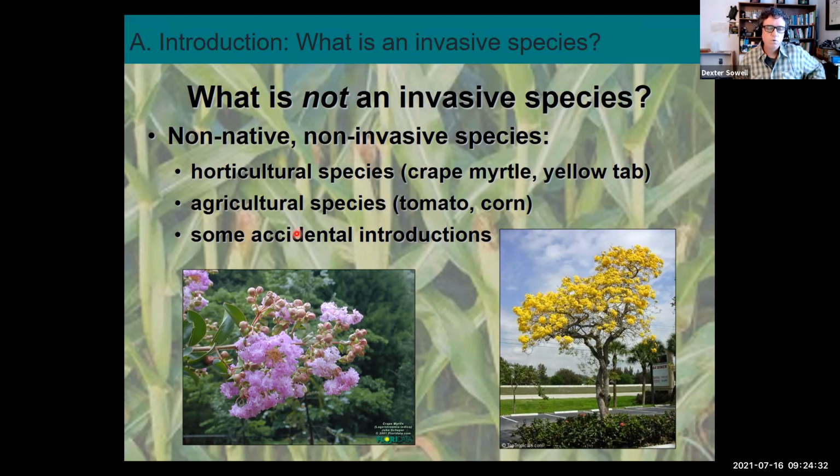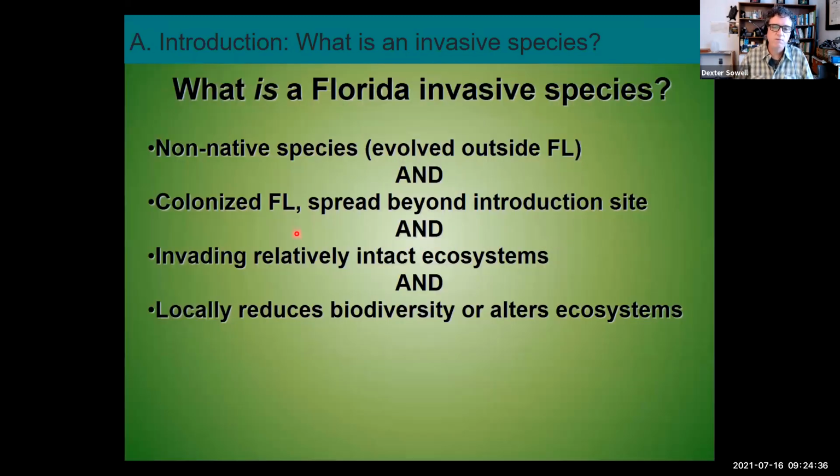So I think a Florida invasive species has to be non-native, and that means the plant evolved outside of Florida. It's native to some other ecosystem outside the state, whether it's Asia, Europe, Africa, the Western US, or the Mississippi River Valley. It's just not from Florida. And it's colonized in Florida. It's been introduced somehow, whether by its own means, by animal or by human, and it's spread beyond its introduction site in Florida. It's invading relatively intact ecosystems, and it's locally reducing biodiversity or altering the ecosystems here. I'm going to go through some good examples of this.